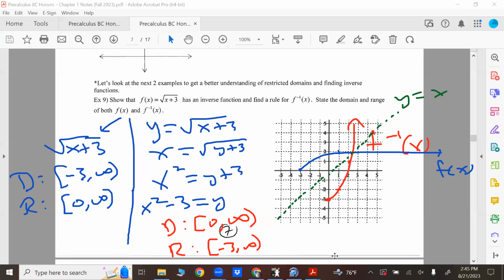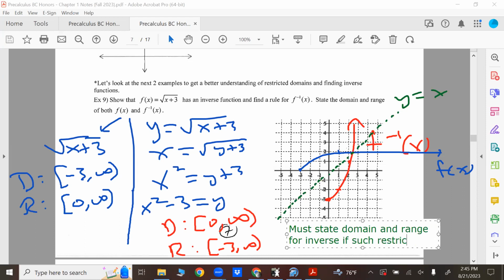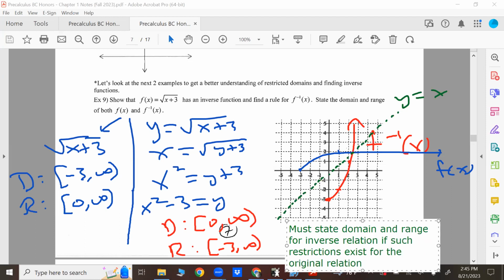So just to put this thing to sleep: must state domain and range for inverse relation if such restrictions exist for the original relation. Both domain and range.